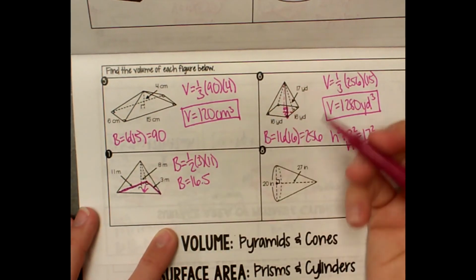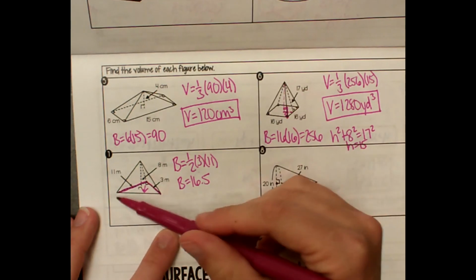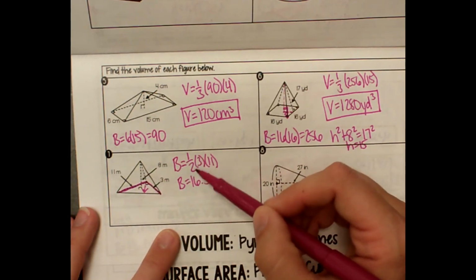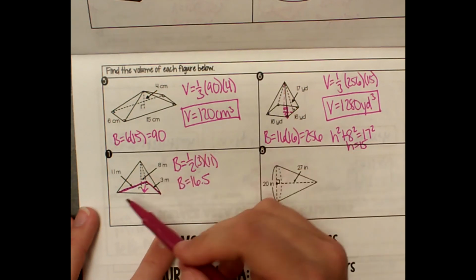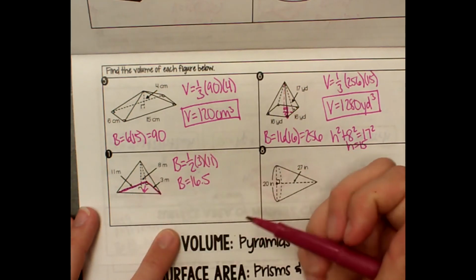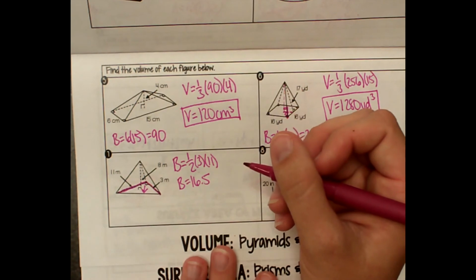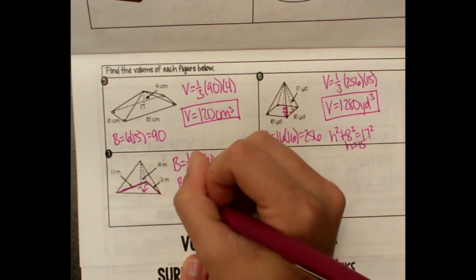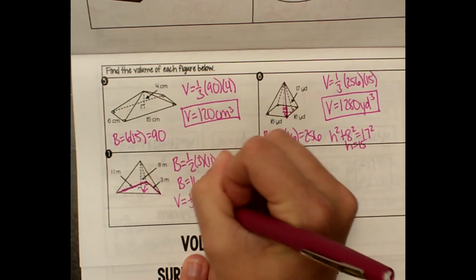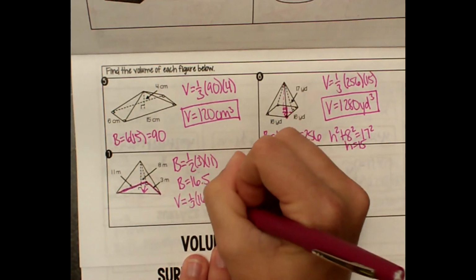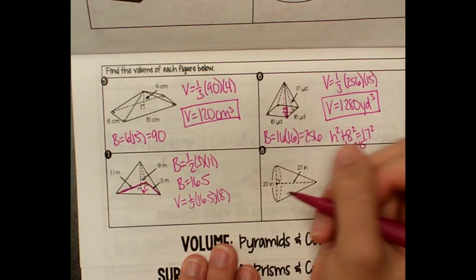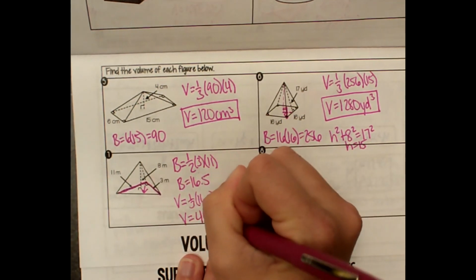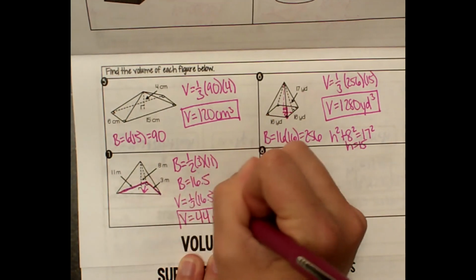You have to recognize at this point that you might have different triangles on the bottom. The formula is still the same. Area is equal to 1/2 times base times height, but you have to be able to tell which is which from the right triangles and then the other triangles. Plug it in. Volume is equal to 1/3 times 16.5 times your height, which is 8. Volume is equal to 44 meters cubed.